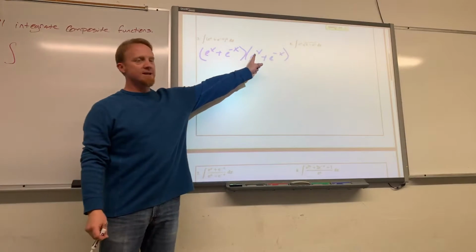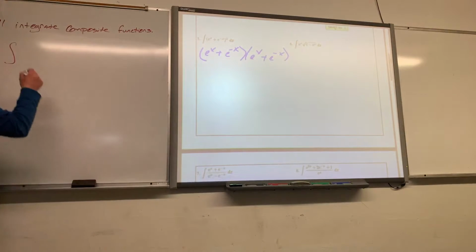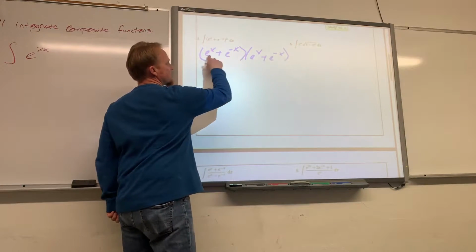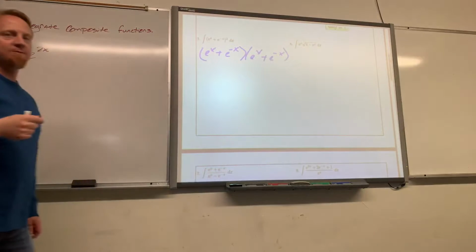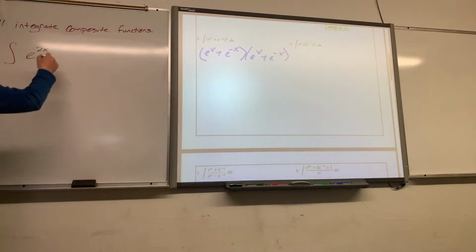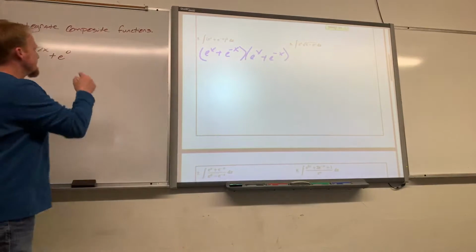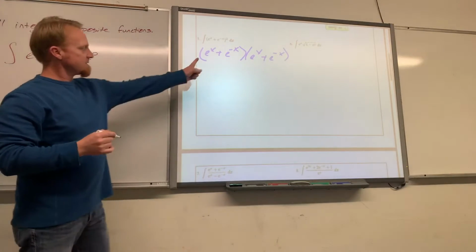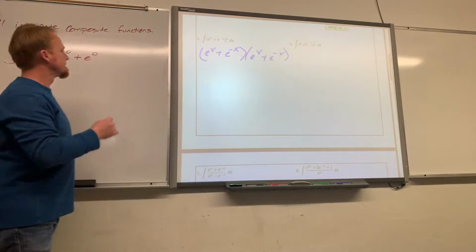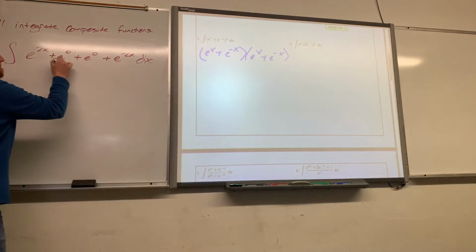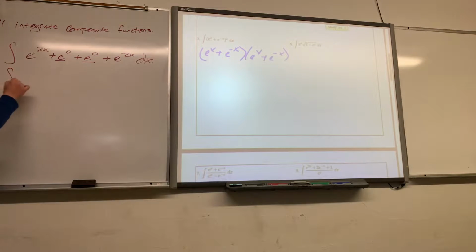So e to the x times the e to the x is e to the 2x. Remember, when you multiply two things together, what do you do with the exponents? Add them. So that times that gives me e to the 2x. This times this. What happens when I add my exponents? It gives me 0. So that's plus e to the 0. Same thing on these two. That's going to give me e to the 0 as well. And then the last two, what am I going to get out of that when I multiply? E to the negative 2x dx. Both of those are what? 1.